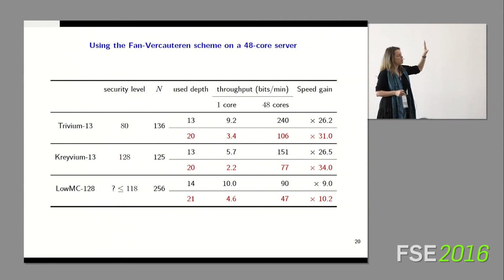But I would say that the main lesson that we can learn from this work is that the very nice performance which has been obtained by Low MC, which is a dedicated cipher designed for this particular type of homomorphic context, we can reach roughly the same kind of performance with a firmly established cipher, which is Trivium.